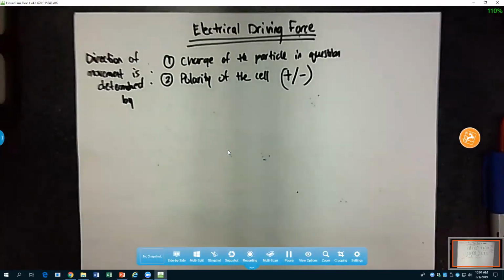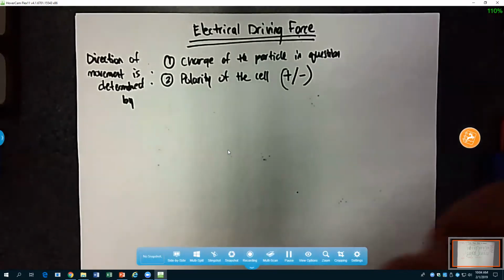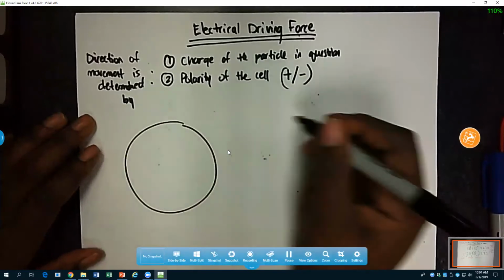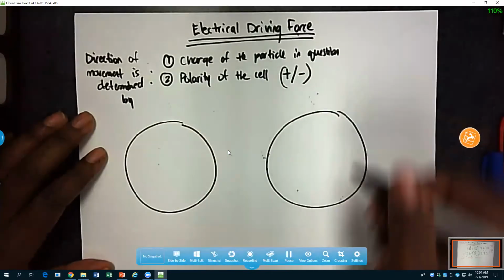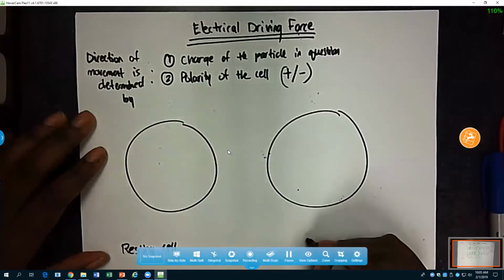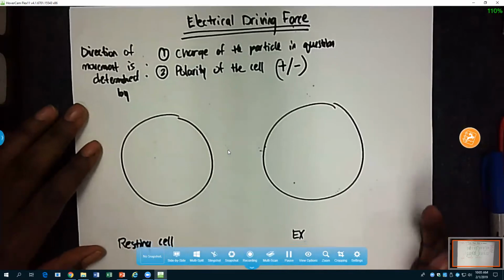Okay, so let's look at a scenario here. So we'll take a resting cell, and we'll take an excited cell.